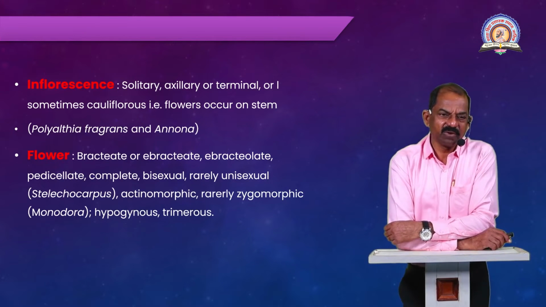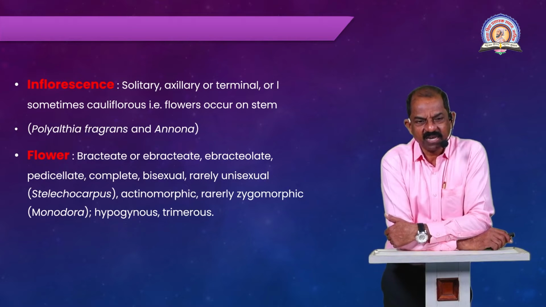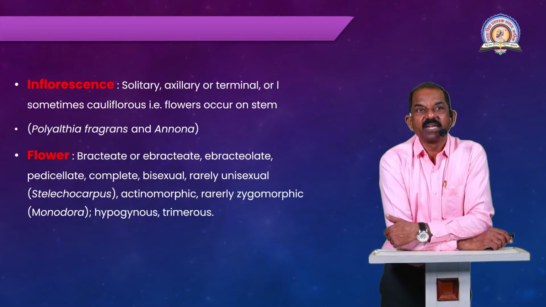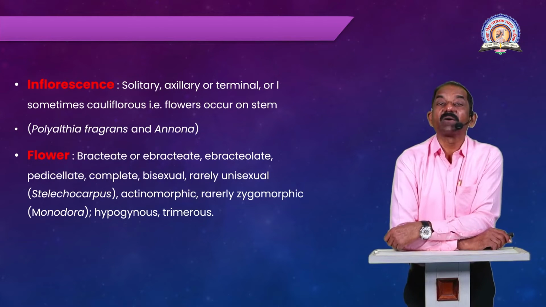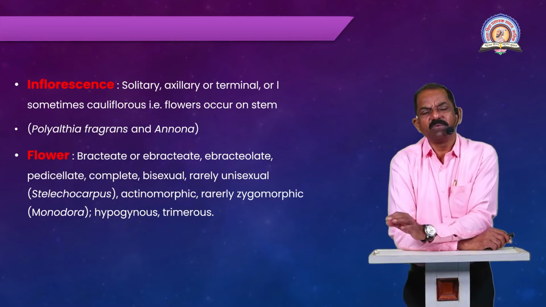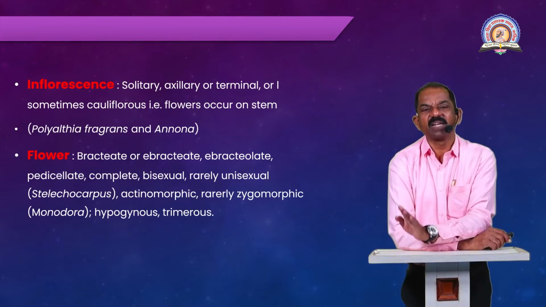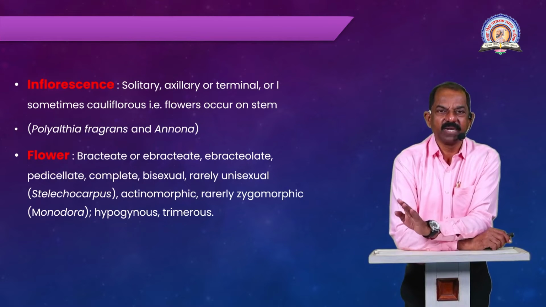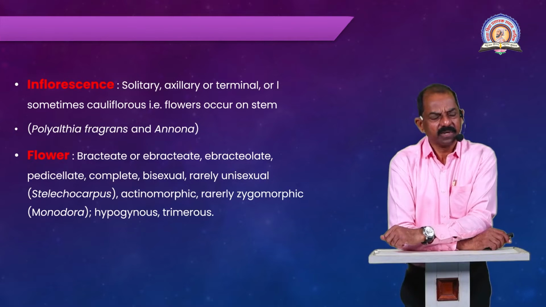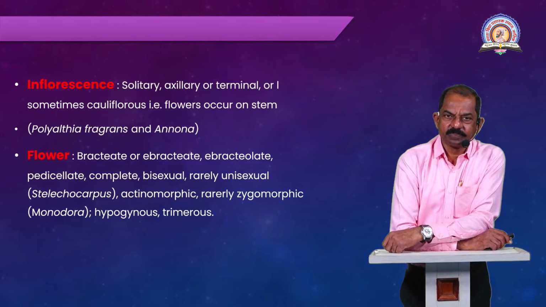The example of this, like Polyalthia, we'll say the fragrance, and the Annona, with the leaves or the flowers may occur on the stem. So simply we will say a solitary, axillary or terminal type of inflorescence is present in the family Annonaceae. Next one, that is the flower.